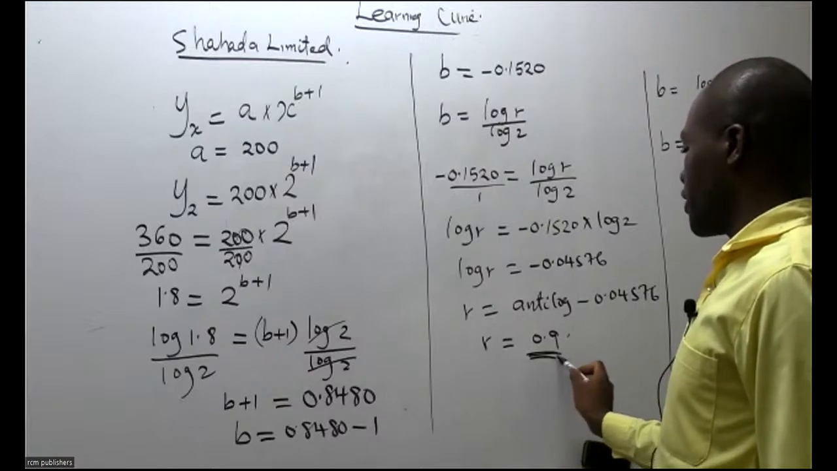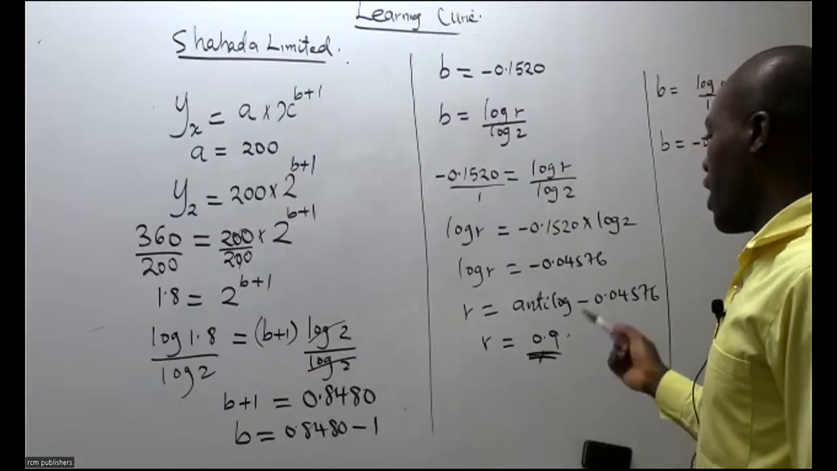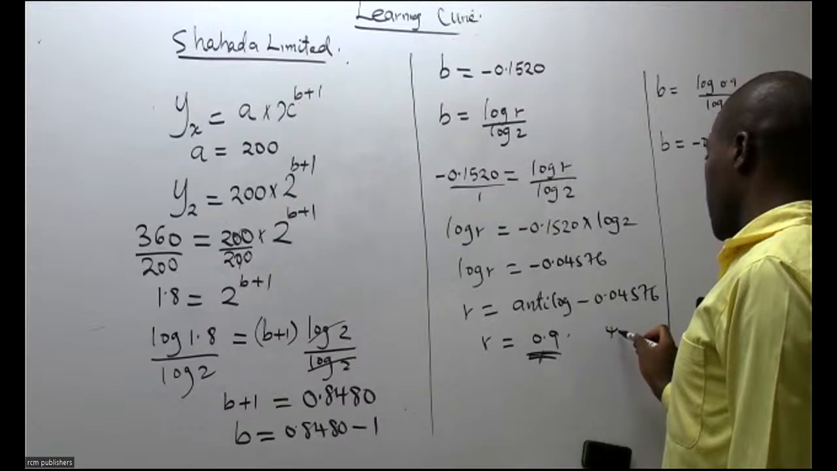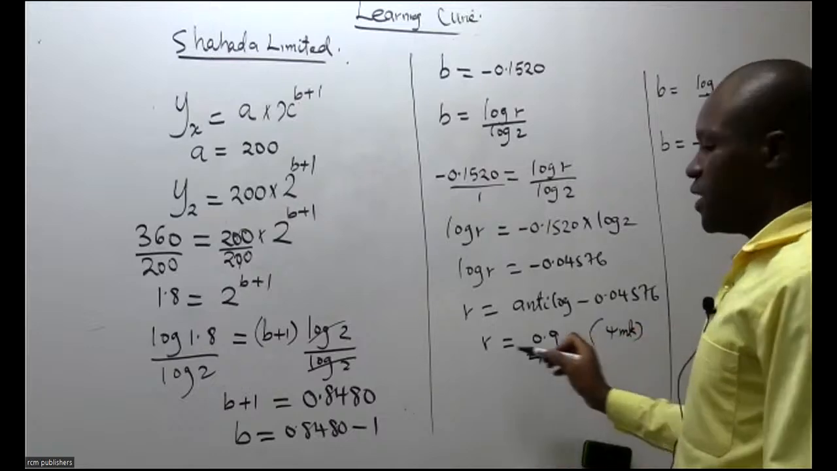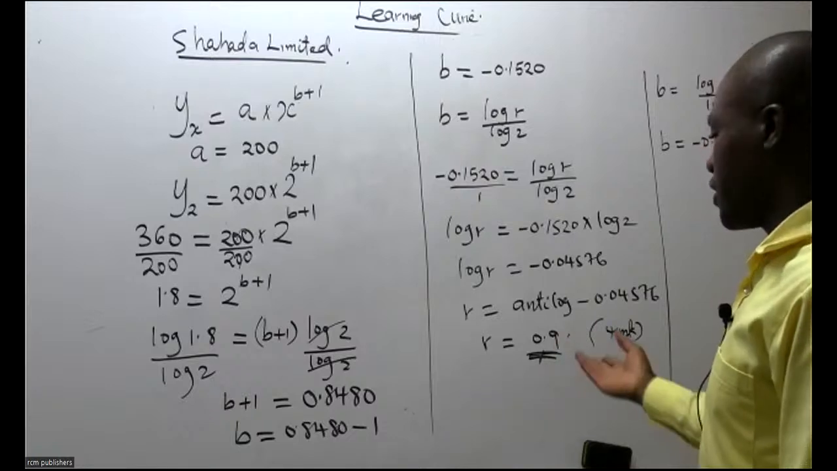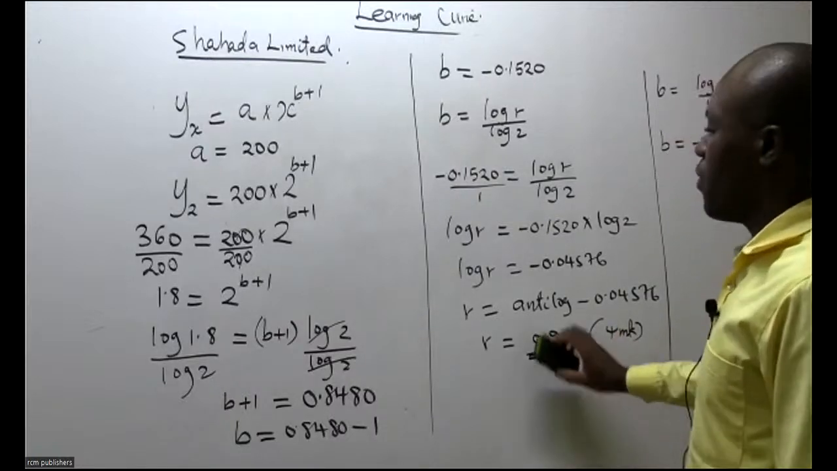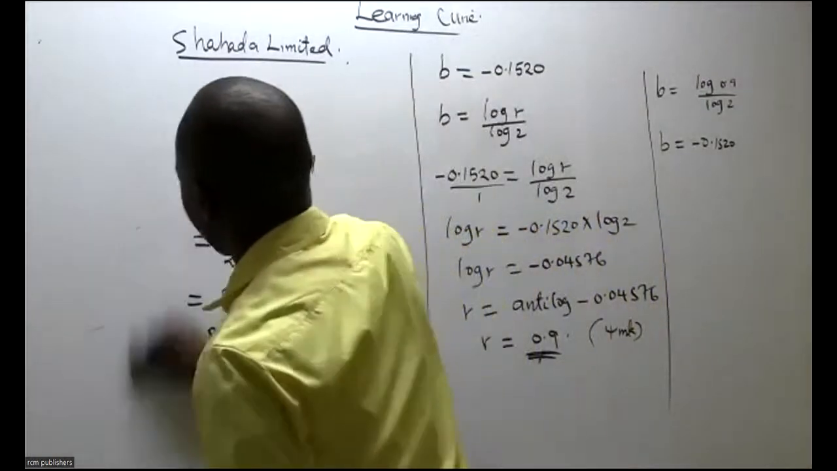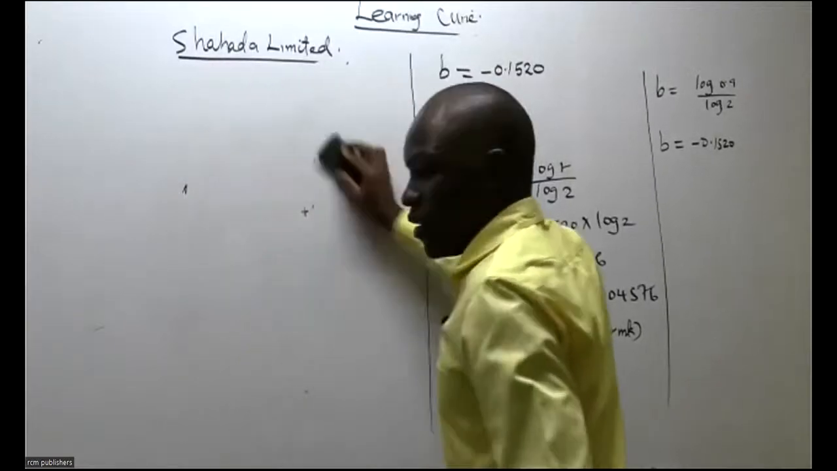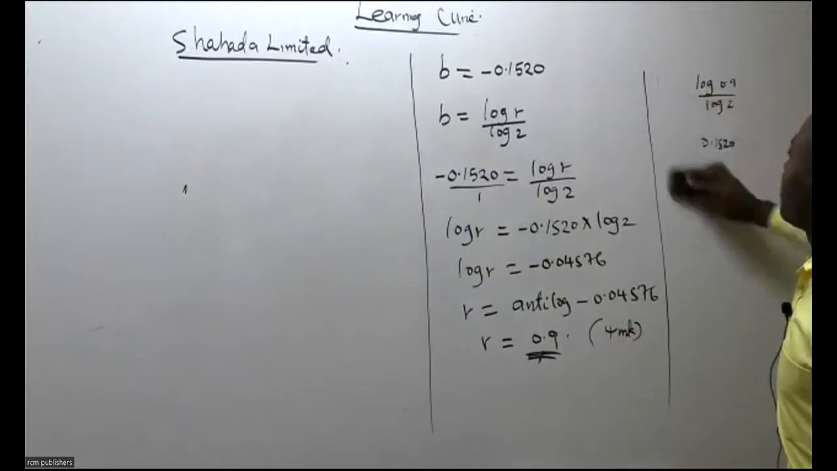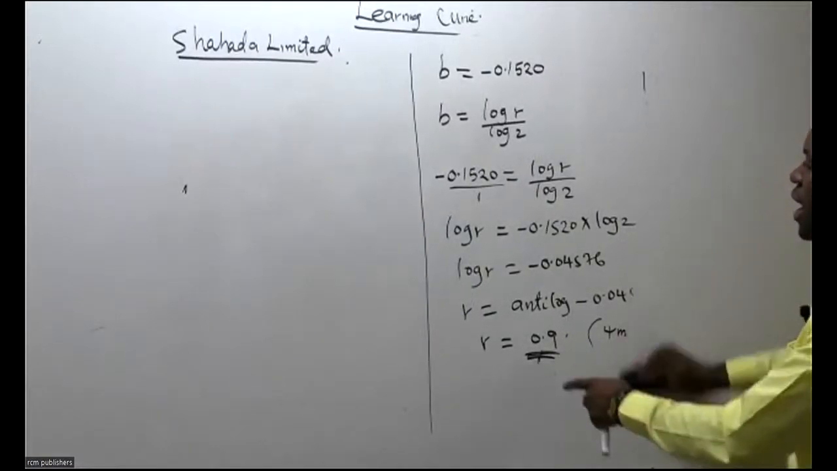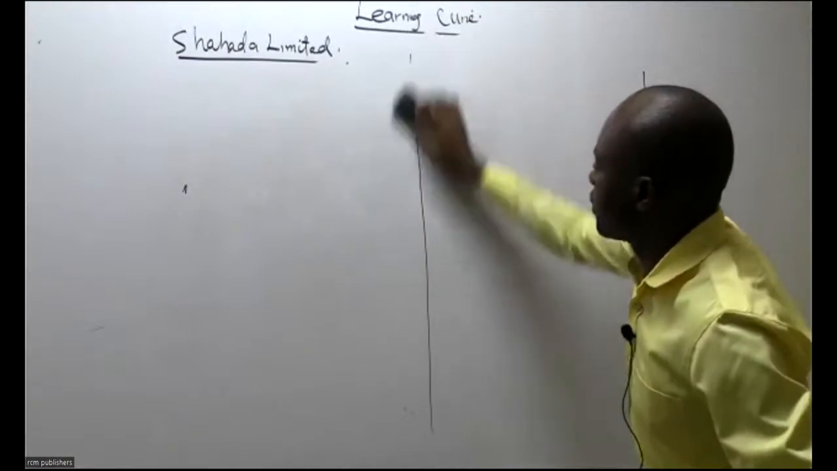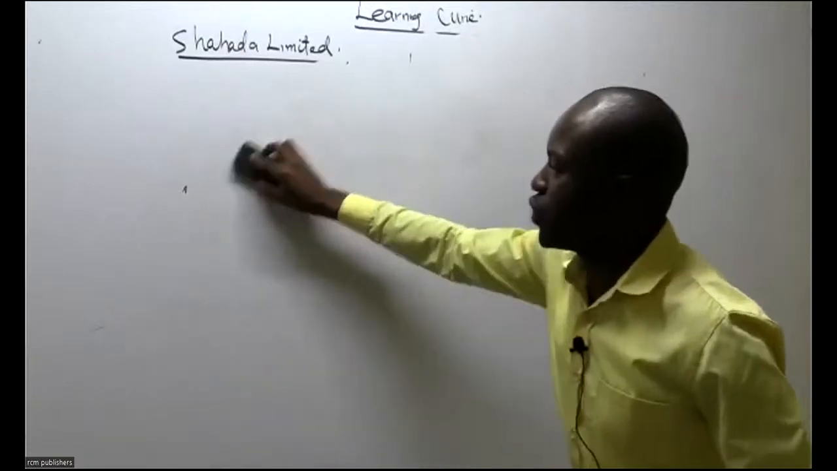By just doing this, you have free around, was it 4 or 5 marks? 4 marks. Just getting the value of R. You've not done anything beyond this. You already have your free 4 marks. So that is what you are required to do in the first part of that question, getting R.